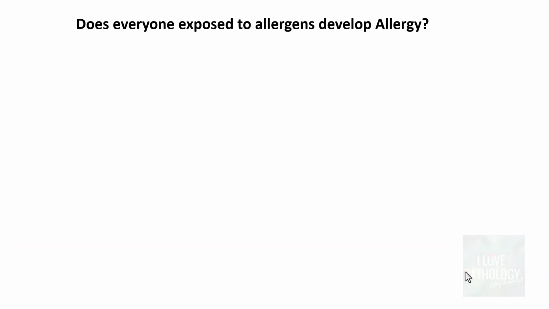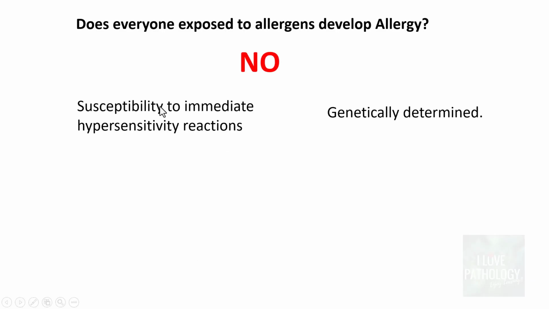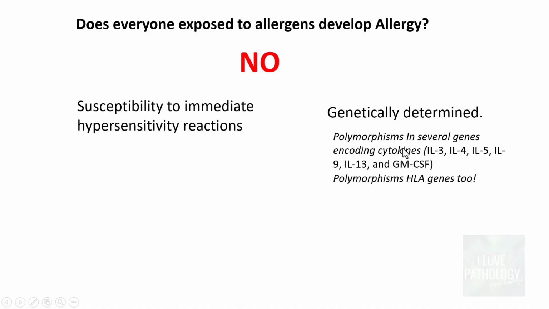Now, the next question is, does everyone exposed to allergens develop allergy? Absolutely no, because susceptibility to immediate hypersensitivity reactions is genetically determined. Okay, now what are the genes responsible for that? There can be polymorphisms in several genes which encode cytokines, particularly interleukin 3, 4, 5, 9, 13, and GM-CSF, granulocyte monocyte colony stimulating factor. So these are non-HLA genes, or they can be polymorphisms in some HLA genes as well.